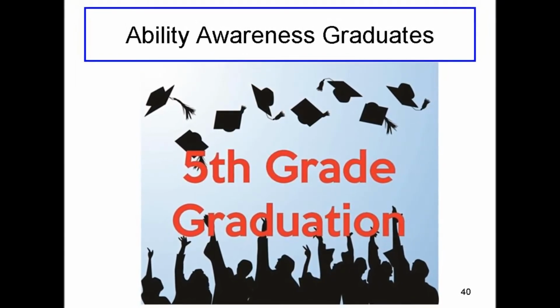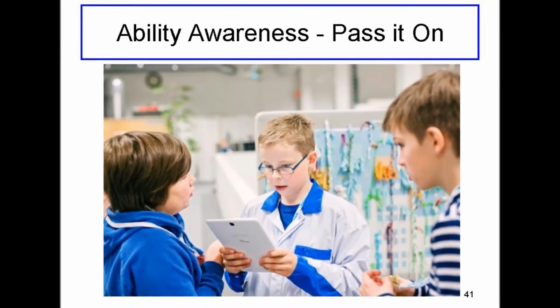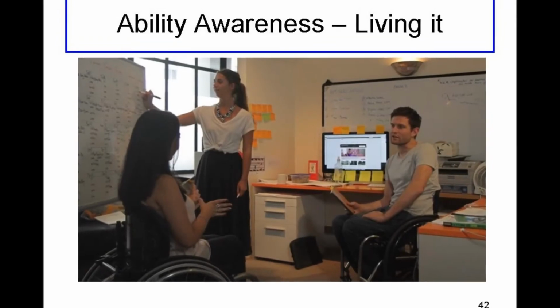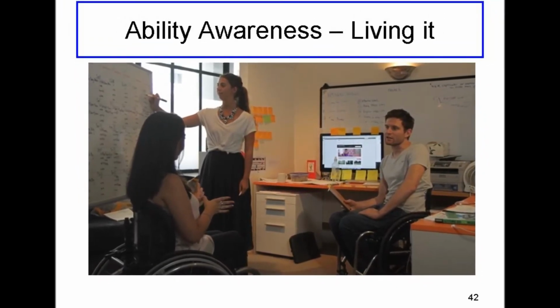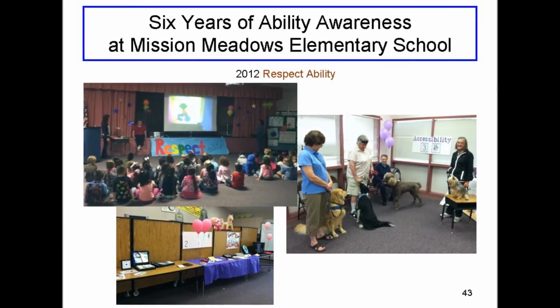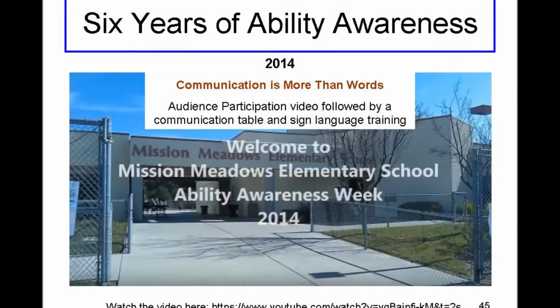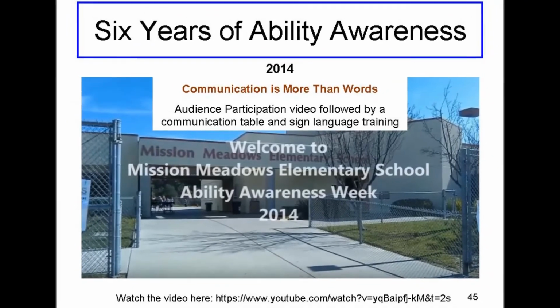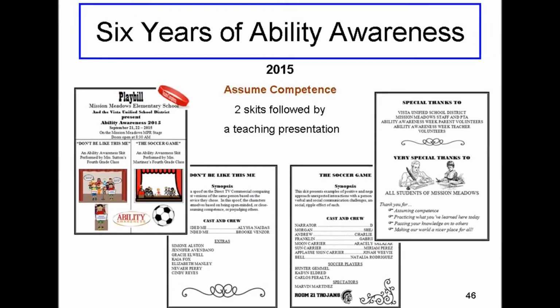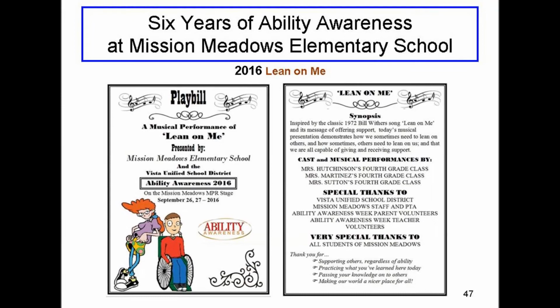experience the same training. Our goal is for our students to leave our school with confidence in their ability to interact with all people, and to automatically, without thinking about it, look beyond differences. Among other things, these graduates have been taught to respect ability, to show respect to all people, regardless of ability, to have a can-do attitude for themselves and in their support of others, that many people use alternate forms of communication, and communication is more than words, to assume competence in others regardless of ability, and that everyone is capable of giving and receiving support regardless of ability.